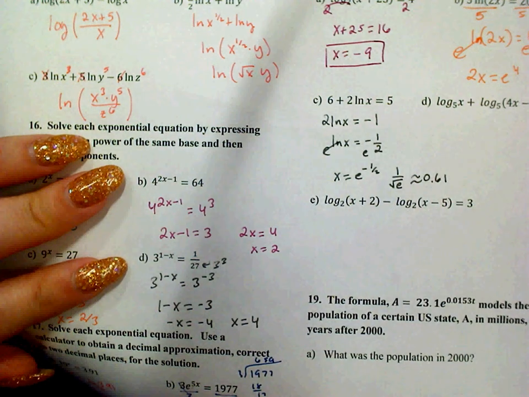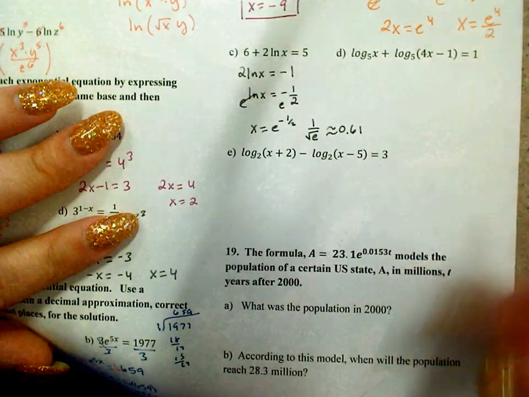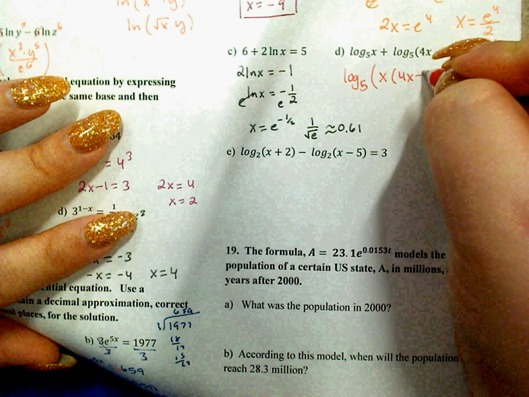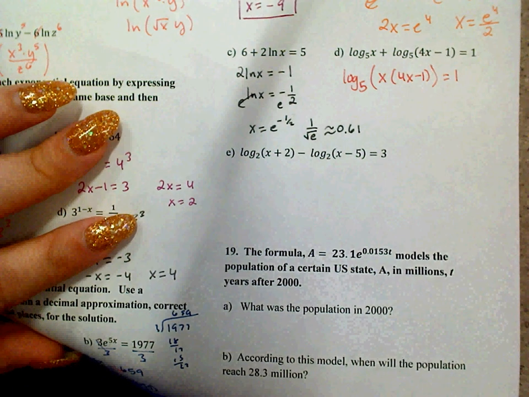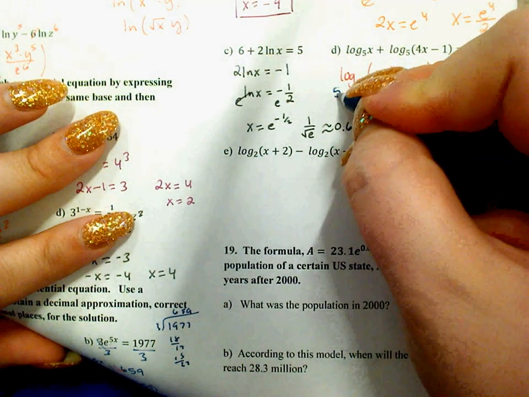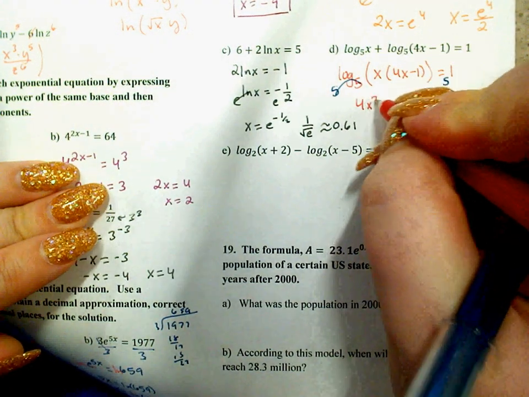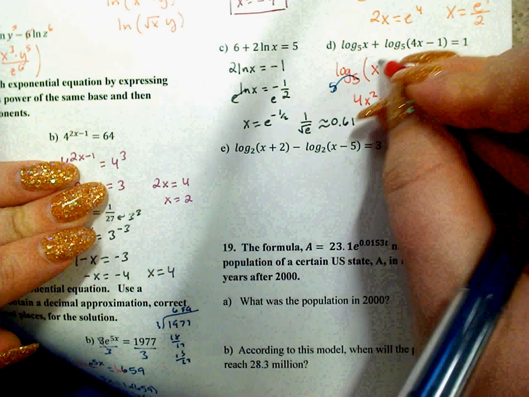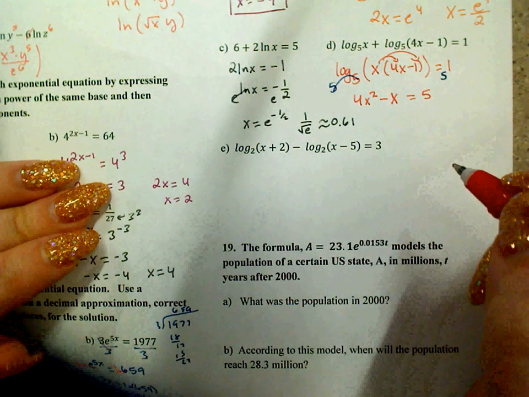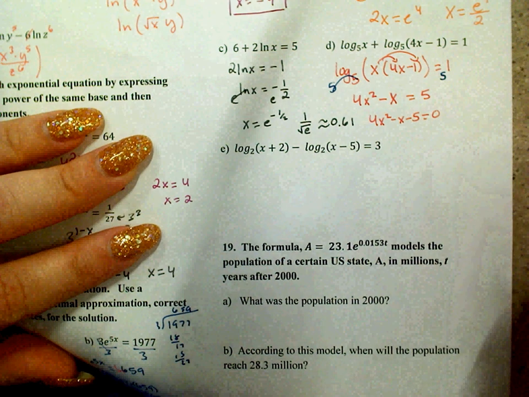And for this one, I've got 2 logs separated by addition, which means I'm going to combine them using multiplication. So log base 5 of x times 4x minus 1 equals 1. The inverse of a log base 5 is exponential base 5, so we're going to raise both sides to the power of 5. So I'm left with, I'm going to distribute that, 4x squared minus x, distribute the x, and then equals 5 to the first power, which is 5. You got a quadratic, a linear, and a constant term. Get them all on the same side. Set it equals 0, factor and solve. Or you could do the quadratic formula.